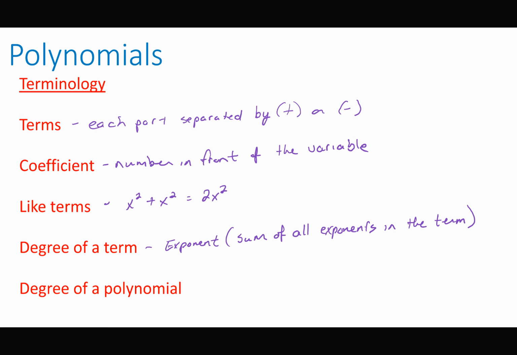And then if I ask for the degree of the entire polynomial, we would say, well, in standard form, the largest exponent. So once we put it in standard form, it should be descending exponents anyway. So the degree of a polynomial will be that leading term with the highest exponent on there. That would tell you the degree of the entire polynomial.